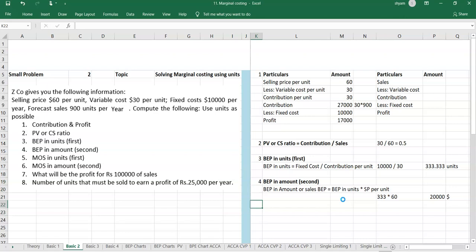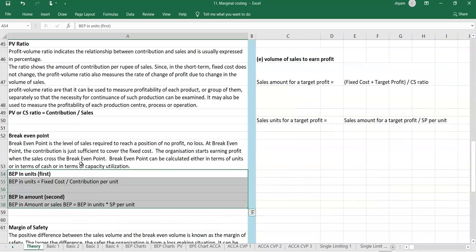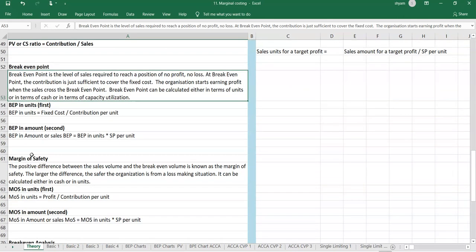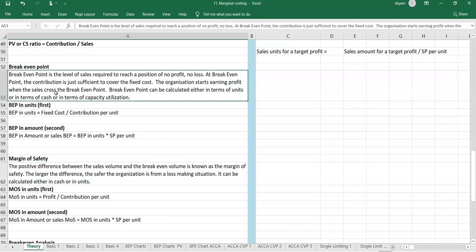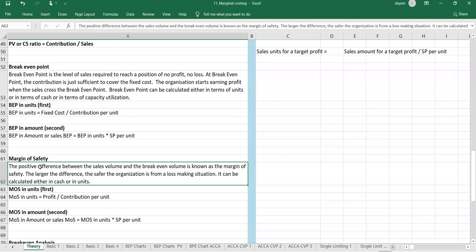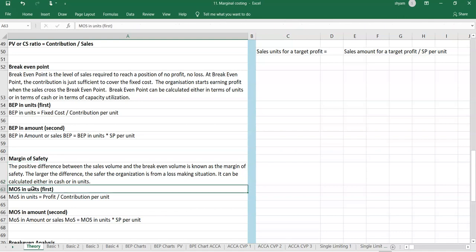So now we have to move to the fifth one. So we'll look at what is MOS here. See, MOS refers to margin of safety. Margin of safety refers to the profitable part of sales. Okay, see, sales are divided into two parts. One is the sale that is made to recover the cost and the other is the sale that generates profit. So the higher the MOS, the higher your profit is going to be. Okay, the formula is MOS in units is profit divided by contribution per unit. MOS in amount is MOS in units into selling price per unit.